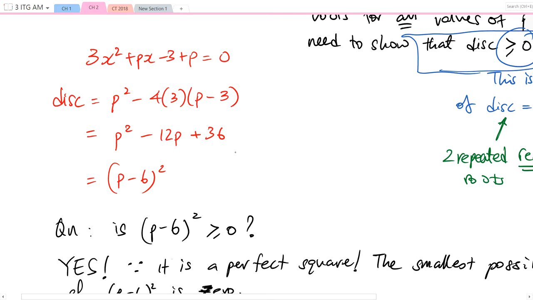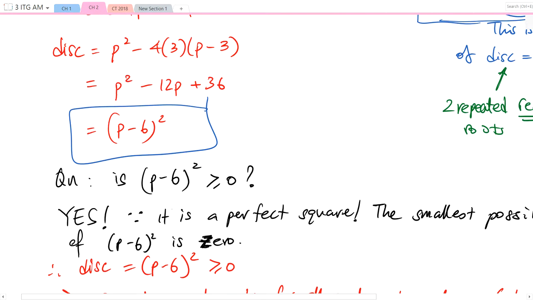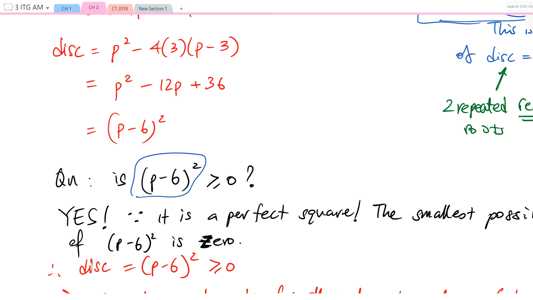We recognize that, hey, actually this can be factorized. I factorized it into p minus 6 squared. Can tell? P minus 6 squared? Yeah, okay. Then the question is, is p minus 6 squared greater than or equal to 0? By now, you should be very sure to say that yes, this is greater than or equal to 0. Why? Because this part over here is a perfect square. It is something squared. When you square something, what is the minimum value? What is the minimum result that you can have? Not 1, 0.